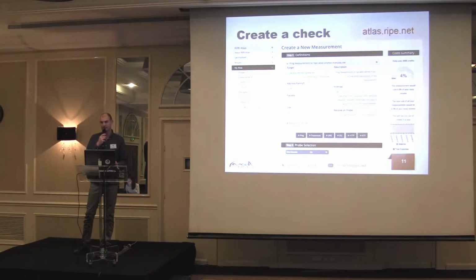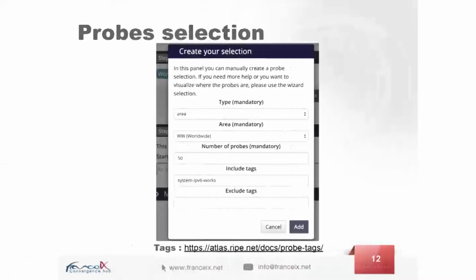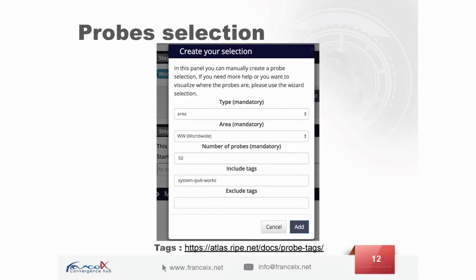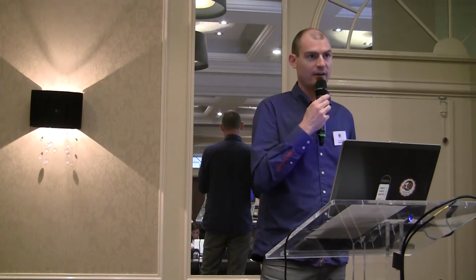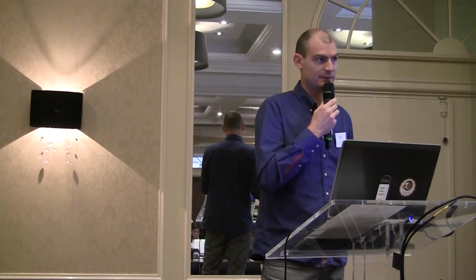Once you have defined your measurement, you can also choose your probes. By default, there are 50 probes that are chosen almost randomly, but not fully randomly, worldwide. You can define some geographical zone or probes in some defined ASN. That's really useful if you want to only check probes that are located in France, which we will show you right after with Emile.